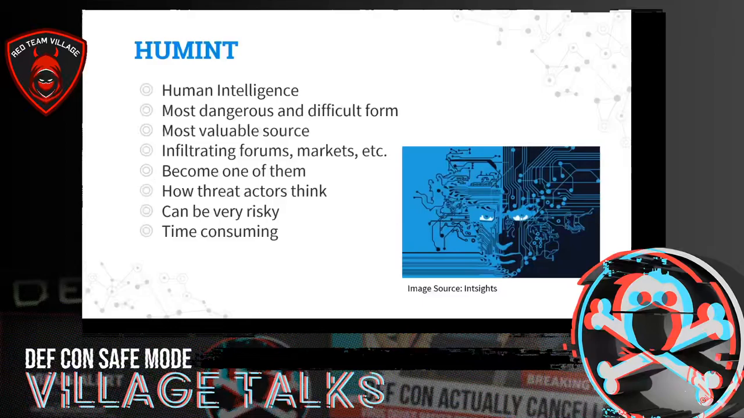We discussed the tools you can use to hunt on the dark web. There's also a human element, called human intelligence or HUMINT. It's the process of gathering intelligence through interpersonal contact rather than through tools or technical processes. That's why it's the most dangerous and difficult form, because you are directly talking to the actor on the dark web, which is not safe.